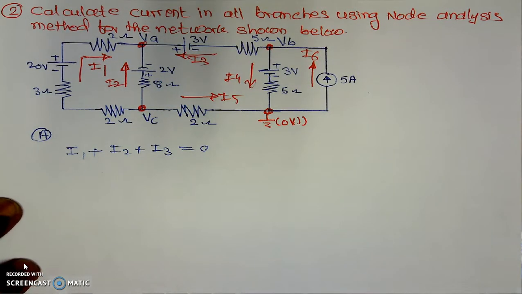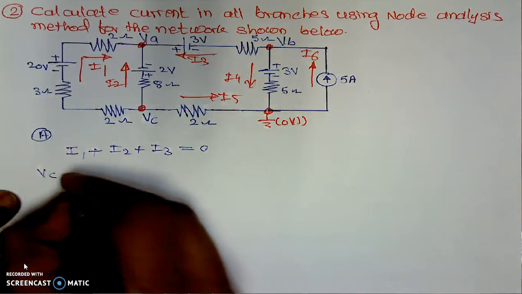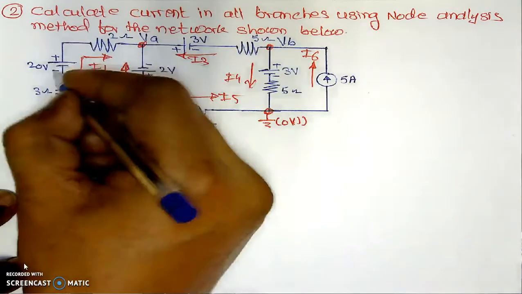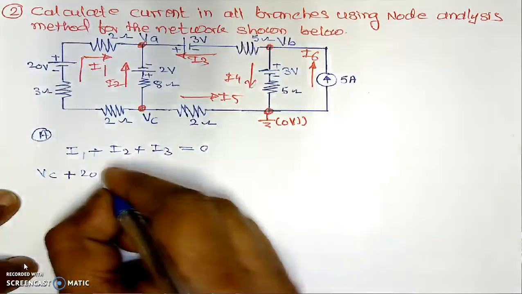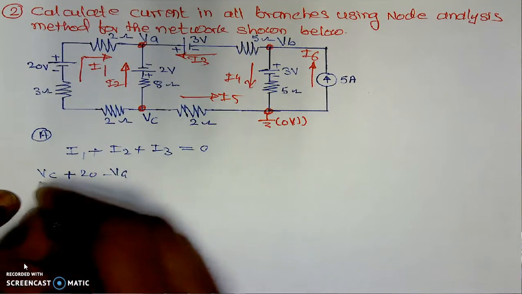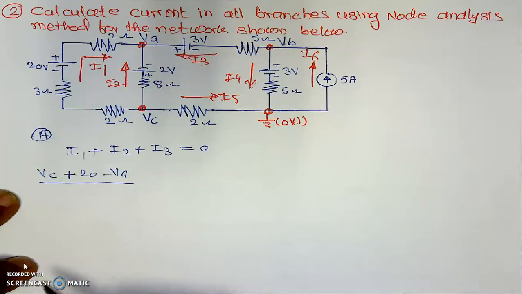If we simplify this equation further, it will be something like this. Here is the potential VC. We are traveling in this direction, negative to positive, which is a plus. Its voltage is 20 minus this potential VA, divided by its resistance, that is 2 plus 2, 4, 4 plus 3.